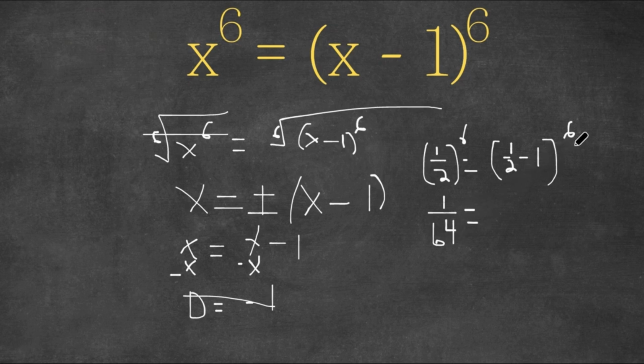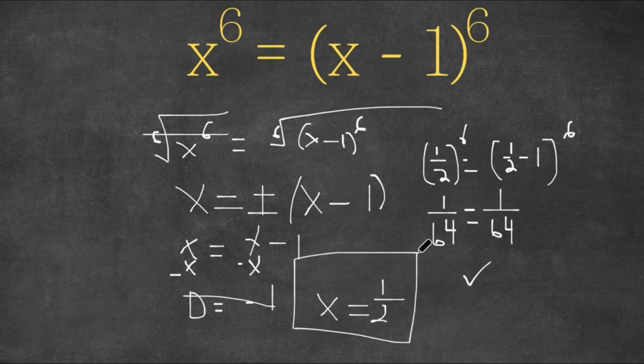And negative 1/2 to the power of 6, well, that's the same thing as 1/2 to the power of 6, because even if you raise a positive or negative number to an even exponent, our answer is always going to be positive. And since our exponent here is even, then our answer here is going to be positive. So negative 1/2 to the power of 6 is also 1/64. So this is right, meaning x does equal 1/2. So this is our answer to this equation.